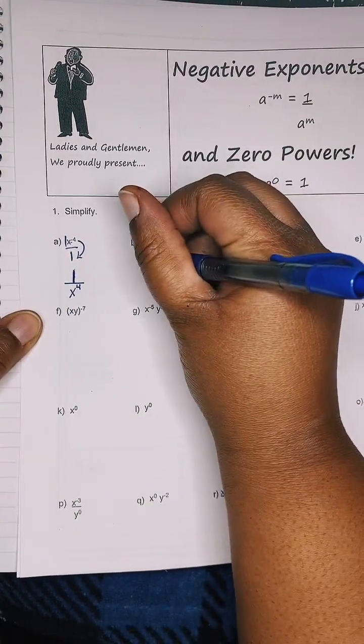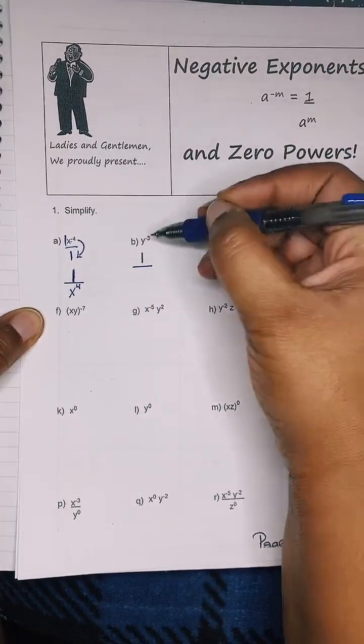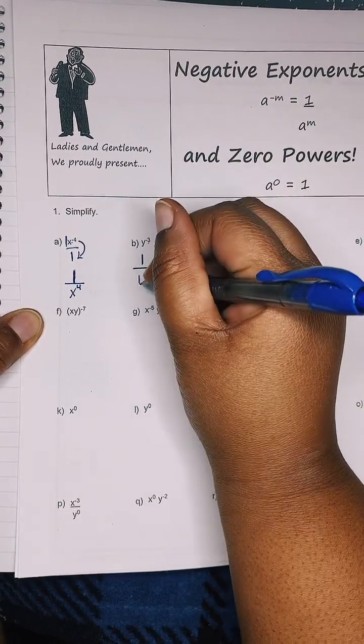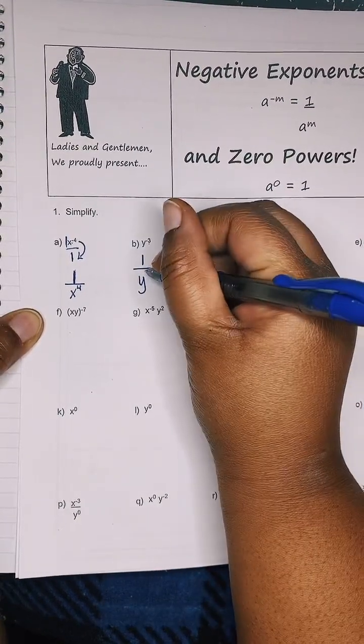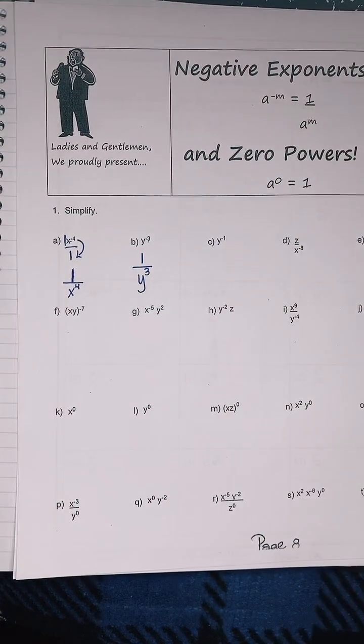And you guys are 100% correct on this B. So we put 1 over. Remember, this has to go to the bottom. And when we move it to the bottom, it becomes a positive. That's the whole reason why we're moving it.